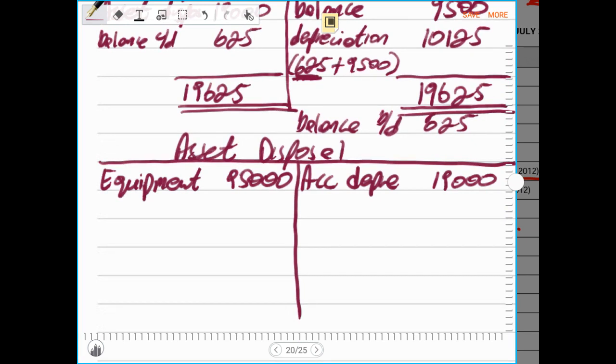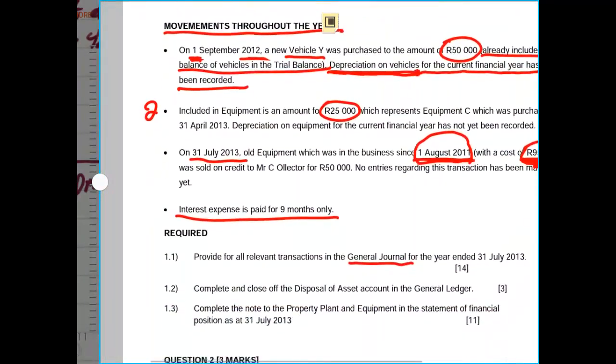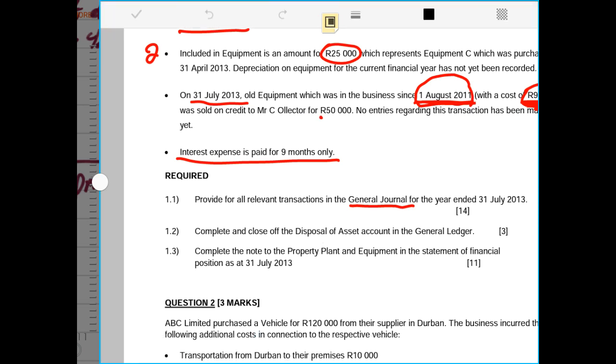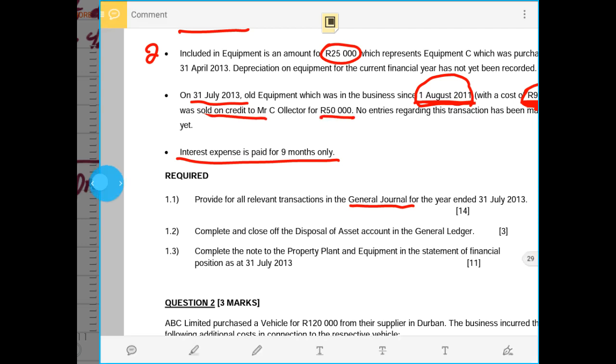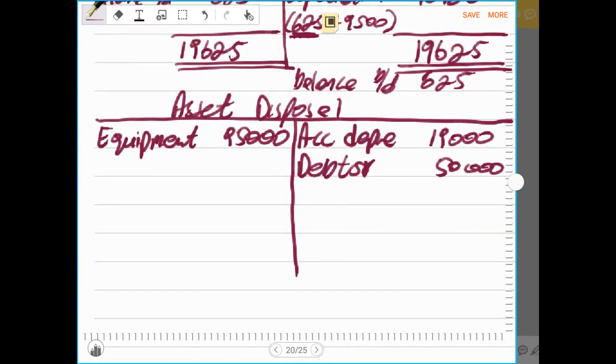Then after, we know that this old equipment was sold for an amount of 50,000 rands, and whenever something is sold, if it was sold for cash, or for credit, then that becomes debtors. Let us check. I think they told us that it was sold on credit to C Olecta. Yes, there we go. It agrees exactly with me. It was sold for 50,000 rands on credit to Mr. C Olecta. Therefore, C Olecta becomes our debtor because he still owes us an amount of 50,000 rands for the sale of this asset.